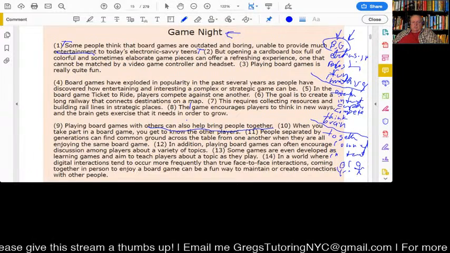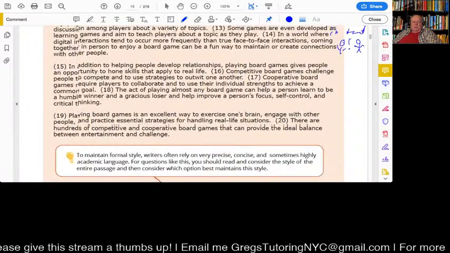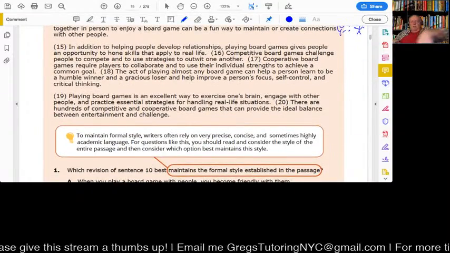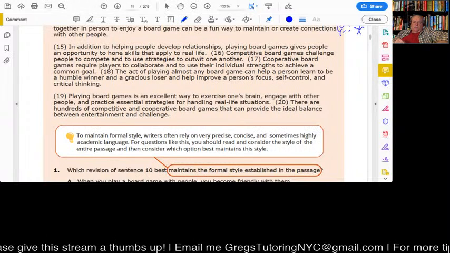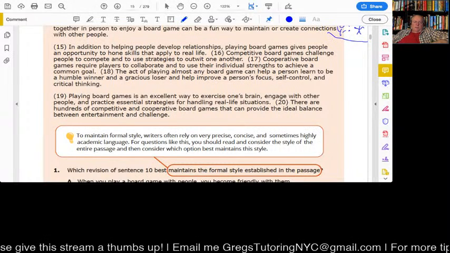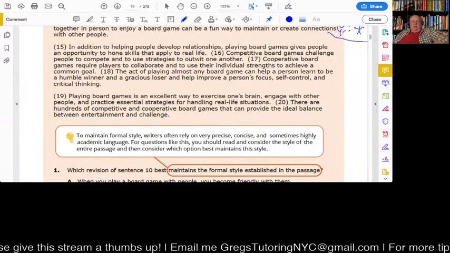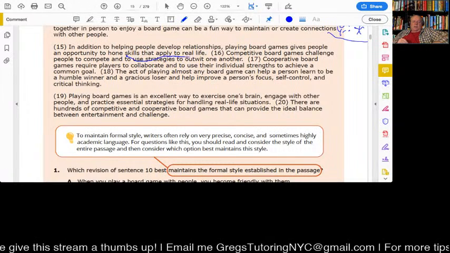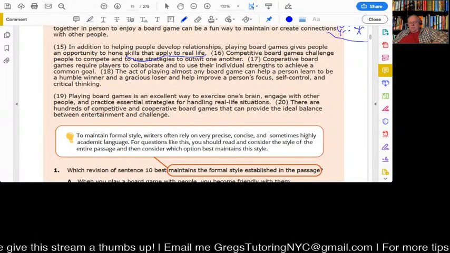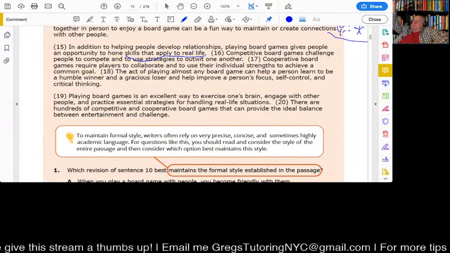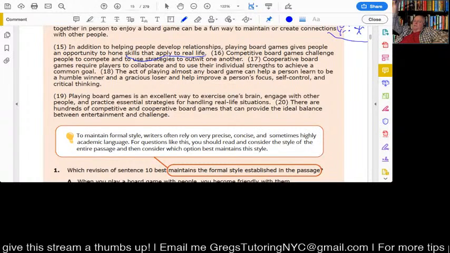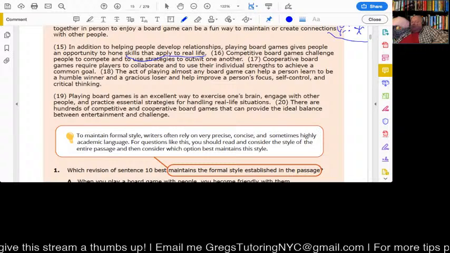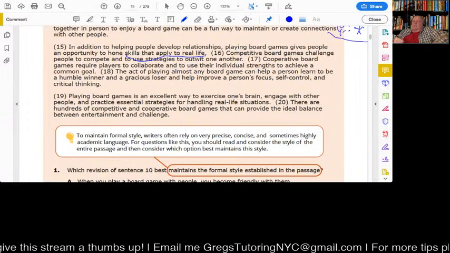All right, so that's the first 3 paragraphs. Let's try the next 2. In addition to helping people develop relationships, board games give people an opportunity to hone skills that apply to real life. So they're going to change the topic again. We have the general topic about board games. That's our main idea, our running theme. And each paragraph is dedicating a little to each of the variety of what that's about.